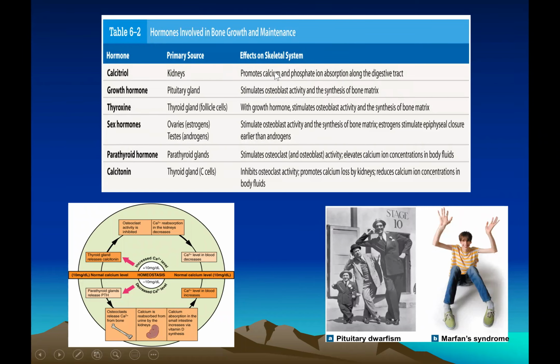Calcitriols of the kidneys will promote calcium and phosphate ion absorption in the digestive tract. We saw parathyroid and calcitonin. Sex hormones also have an effect on growth, bone growth, and maintenance.